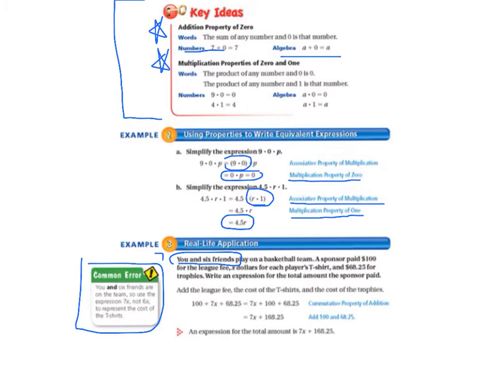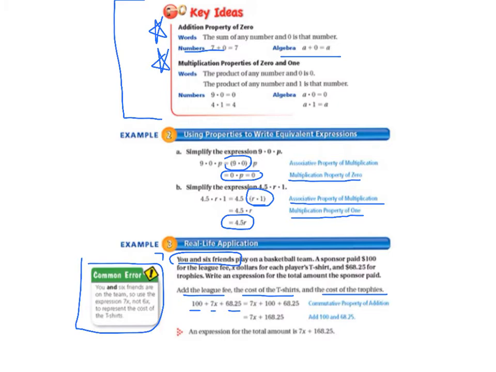So we're going to add the league fee, the cost of the t-shirts, and the cost of the trophies. So the sponsor paid $100 for the league fee. 7x is the cost of the t-shirts because there's 7 players. And $68.25 is the cost of the trophies. So our expression is 7x plus 100 plus 68.25.